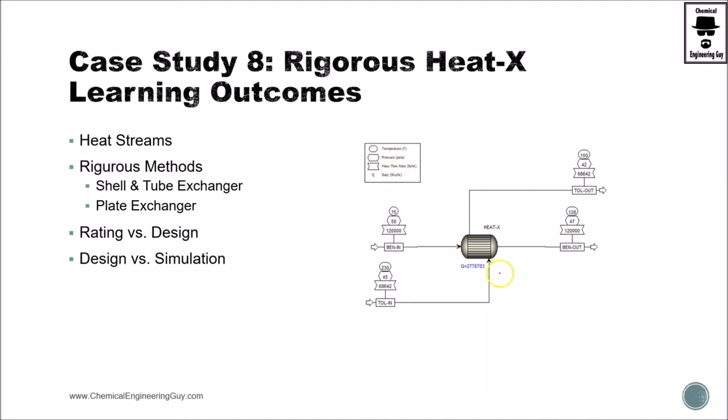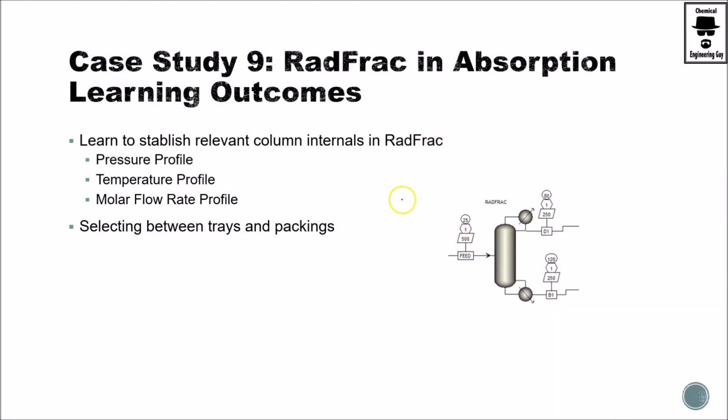Then we continue with rigorous units. We start with the rigorous heat exchanger, shell and tube exchanger, comparing rating, design, and simulation. RadFrac, which is used for equilibrium stage operations, either binary or multiple compositions. We start to analyze pressure profiles, temperature profiles, mole flow rates, and the difference between trays, packings, and more on how to size the equipment, tray spacing, and so on.